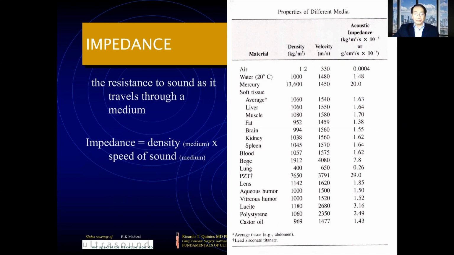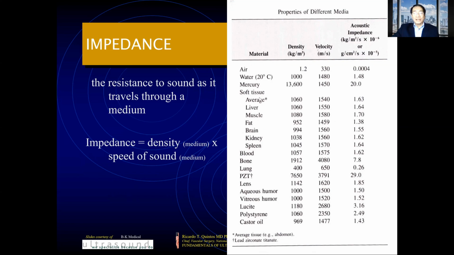Going to bone, the density of bone is about 1,912 kilograms per cubic meter, and the velocity is 4,080 meters per second. And the acoustic impedance measured in bone is a very high resistance, which is about 7.8, compared to the acoustic impedance in soft tissue.